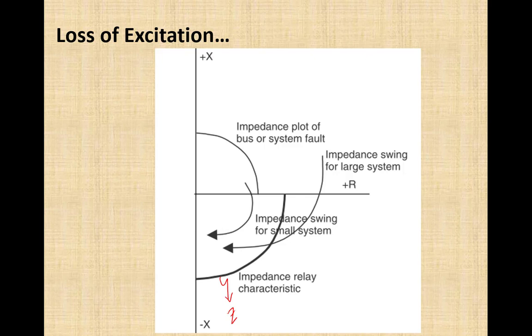So here is the impedance swing for a large system, and this graph shows the impedance swing of a small system. Whenever loss of excitation occurs, impedance will swing from the first quadrant to the fourth quadrant and into the tripping region of this loss of excitation impedance relay. If the generator was already operating in an under-excited condition, the operation will be somewhere here. Due to complete loss of excitation, that point will move inside the operating region of this impedance relay, which is responding to the loss of excitation.